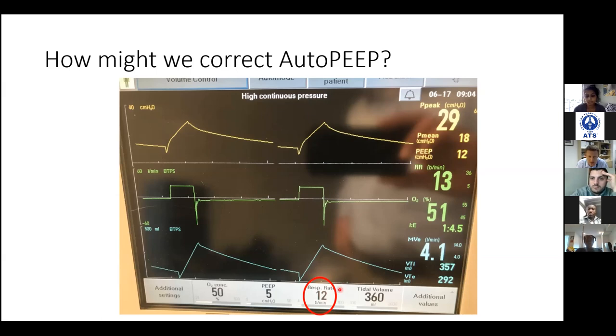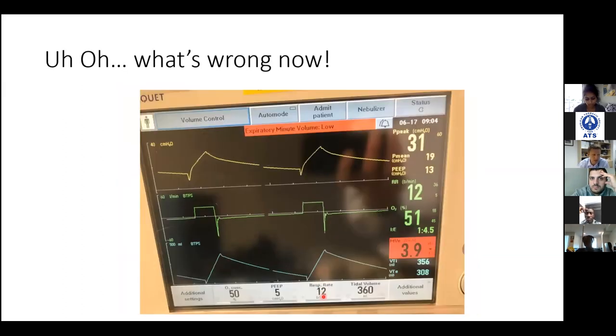Now you may not always have that option, okay? Because here's the thing, see this tidal volume here? And see this rate here? This rate was 12 breaths per minute. So when we dropped it in half, guess what happened about 2 minutes later in this patient? It started alarming and look what it said. Now we have a problem, because what's going to happen if I leave this?